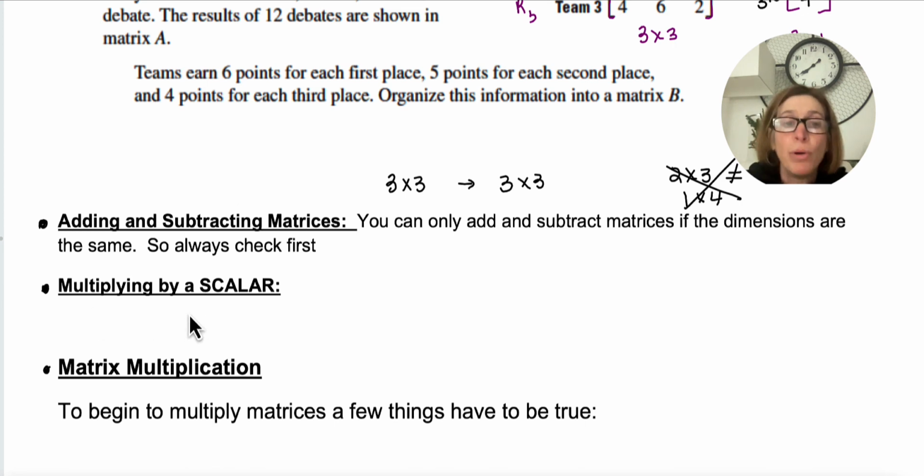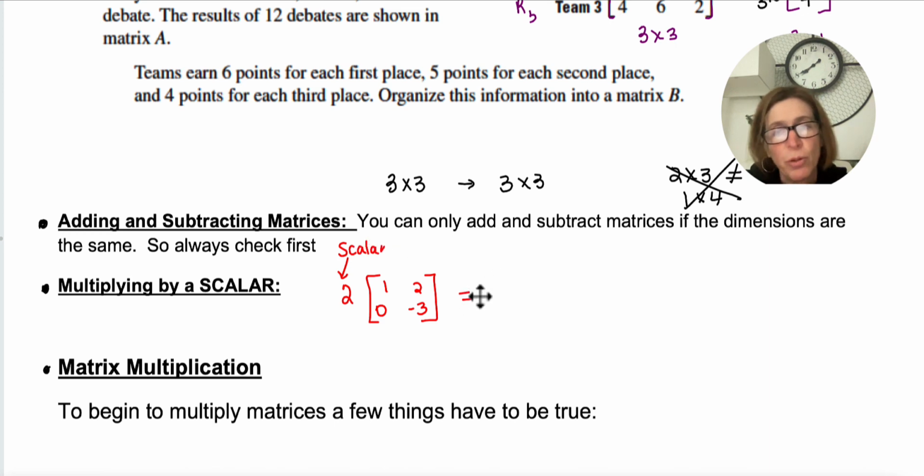Some terminology: multiplying by a scalar. If I put a number on the outside of a matrix, here I'll do a 2 by 2 matrix, that number we call a scalar, and when we multiply it to a matrix, we call that scalar multiplication. You multiply it to every spot in the matrix. So I would get 2, 4, 0, and negative 6.